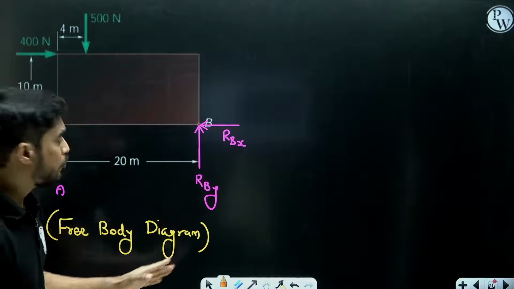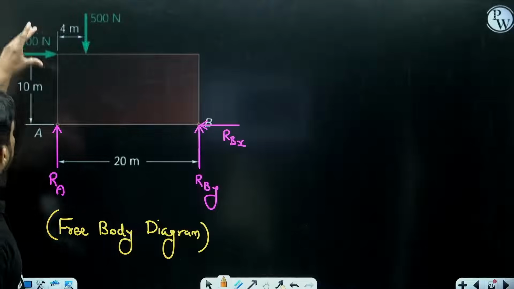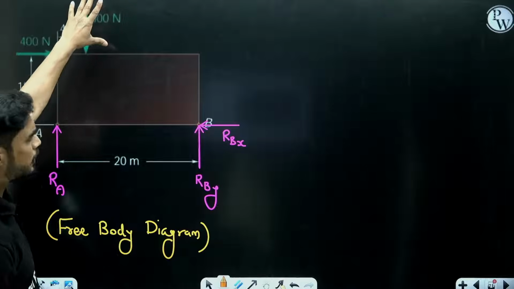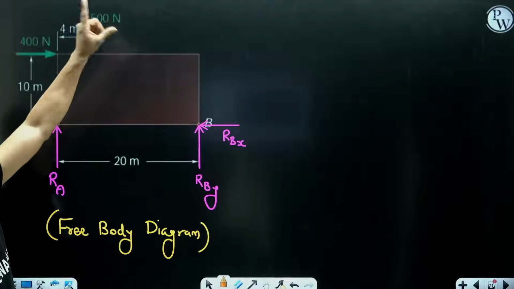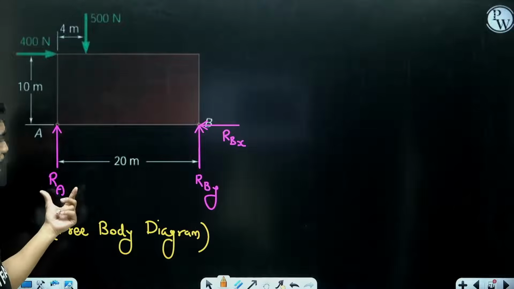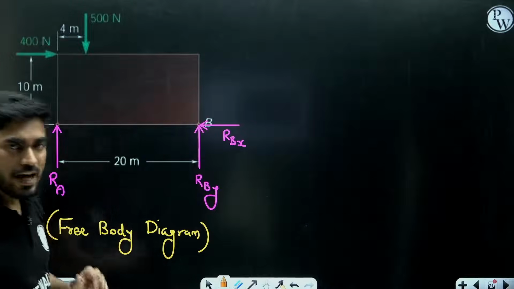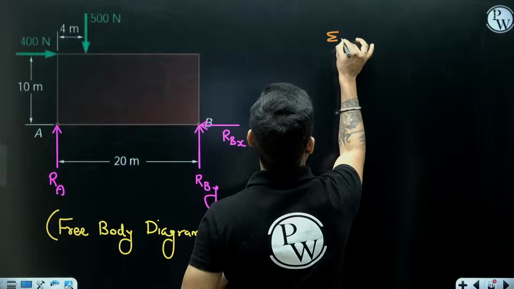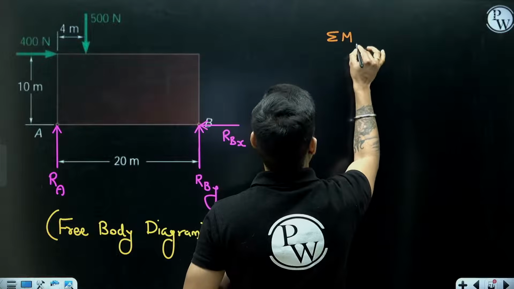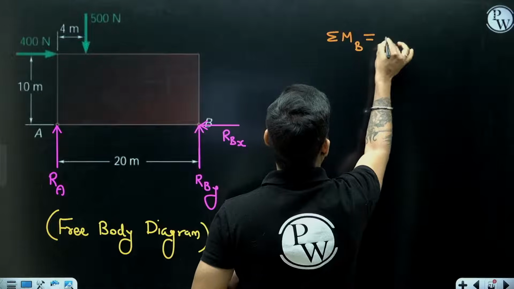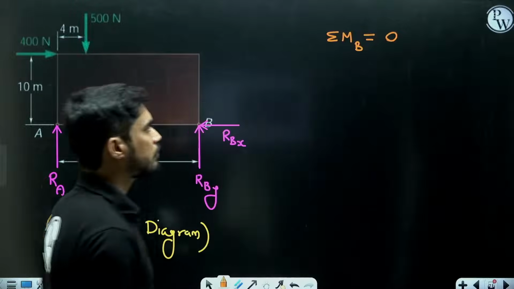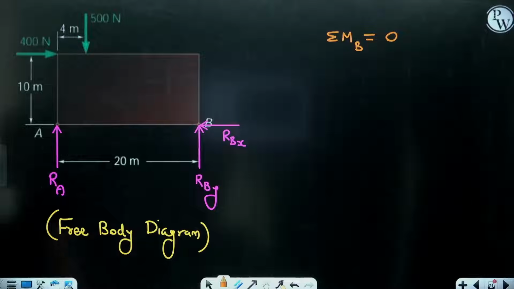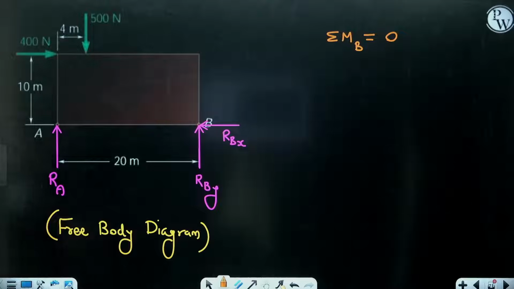I will get the moment of RA, this 400 Newton, this 500 Newton. So there will be only one unknown in the equation, RA. So I will get the value of RA. So I will apply this equation: net moment at point B equals 0. You can take moment about any point. Net moment about any point must be 0.